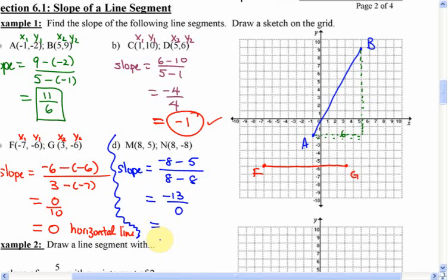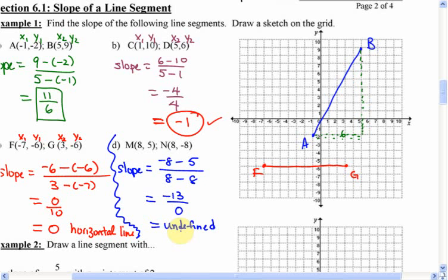Now what's -13 divided by 0? I don't know. Do you know? No, it's not 0. Don't say 0. This is not 13 either. That's when you divide by 1. This is in math what we call undefined. We don't know how to divide by 0. How do you take 13 things and divide it into 0 groups? You can't. So we call it undefined.